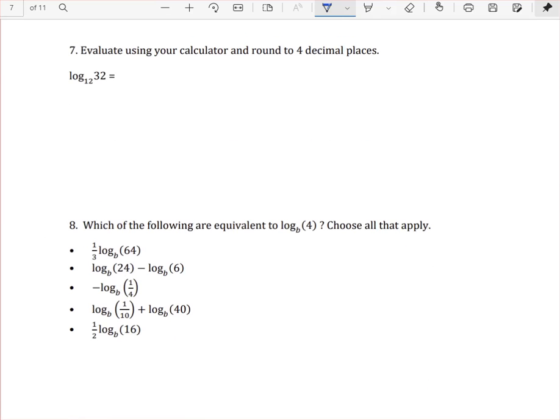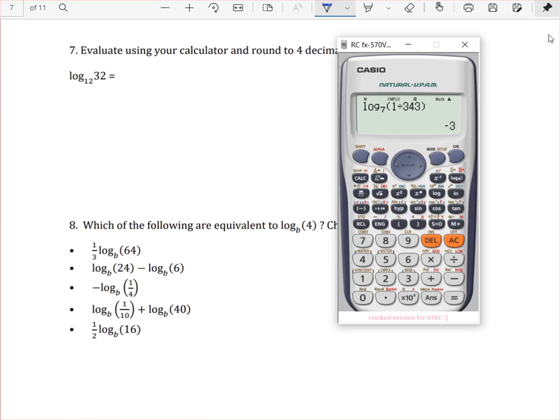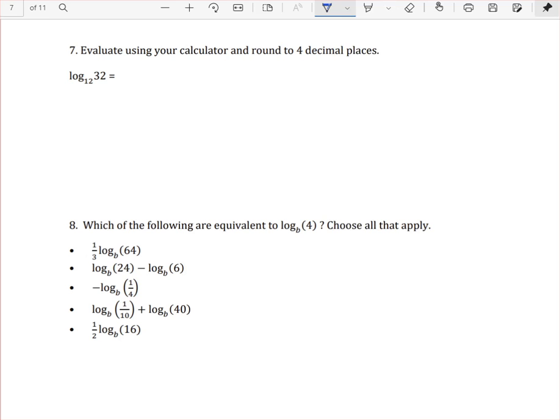This one just says you can evaluate with the calculator. So if I use my Casio, I would just put it in my corner button. And I get that. Now, if you're going to do it with the change of base, you would do log of 32 divided by log of 12. And you still get the same answer.